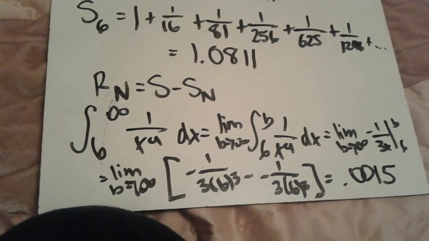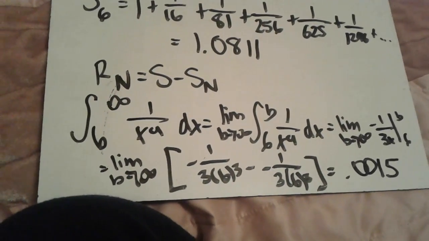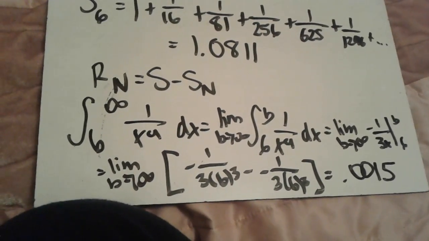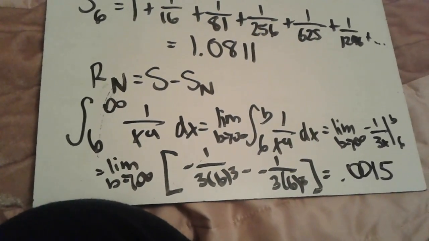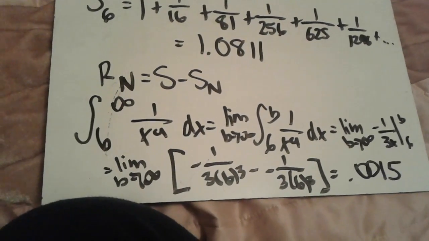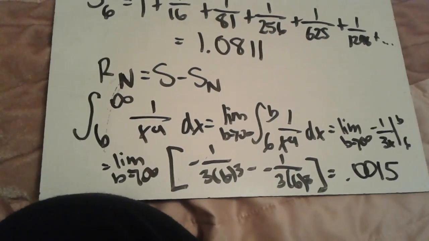So that would make inside the parentheses negative 1 over 3 times b to the third, minus a negative 1 over 3 times 6 to the third. After calculating that out, you would get 1 over 648, or in decimal form, 0.0015.